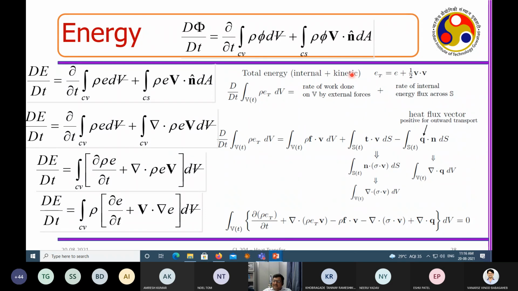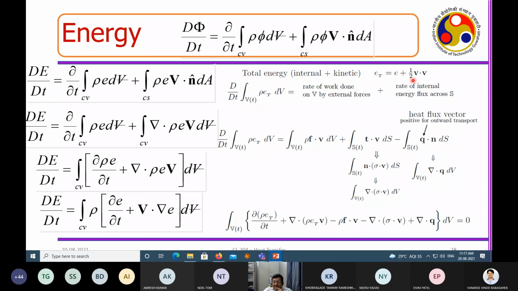Now, can anybody tell me, if V is a velocity vector, how do I define kinetic energy? Half mv square, when V is what? Magnitude of it. Magnitude of velocity, right? But if I am saying that V is a velocity vector, how do I define kinetic energy?